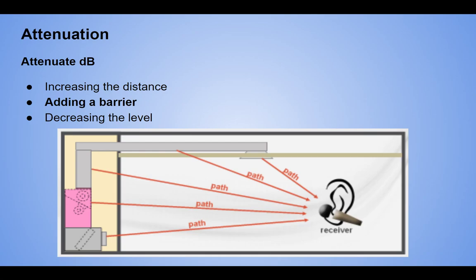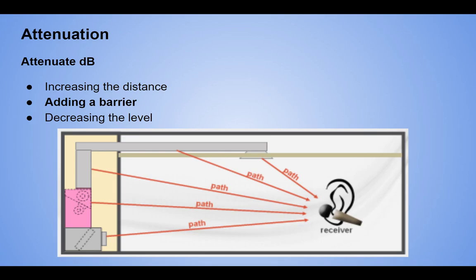Next is adding the barrier and then decreasing the level. So one thing to note, increasing the distance improves this path, adding a barrier only improves these three paths. Decreasing the level increases this path, so we want to think about that.